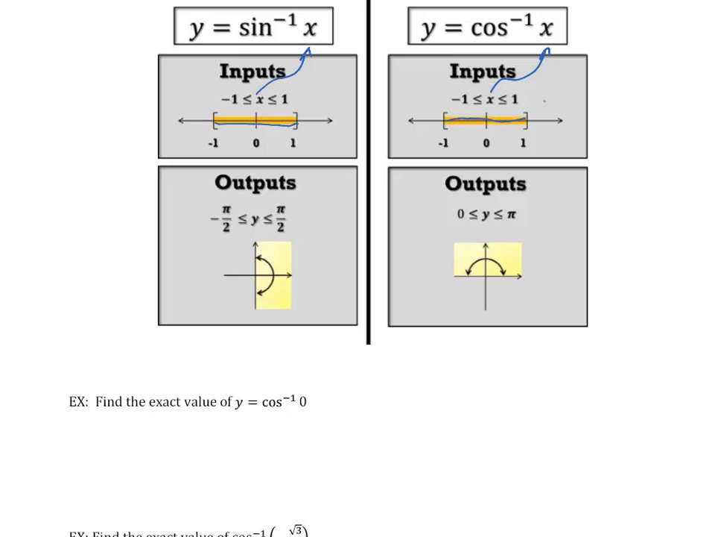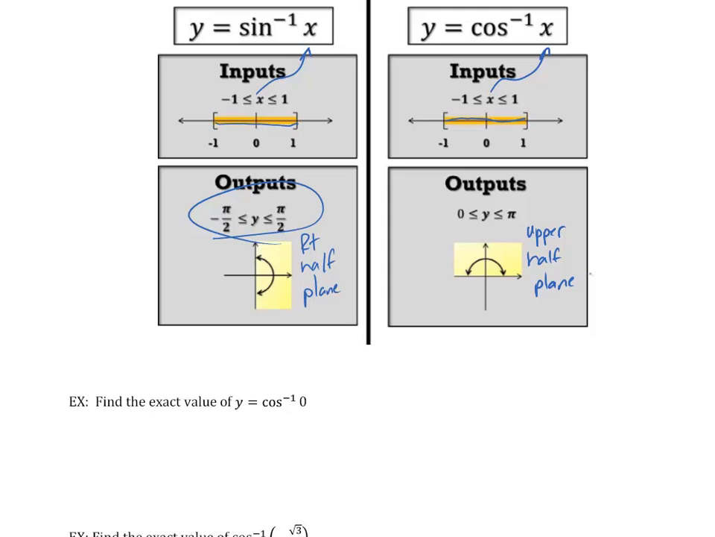But the outputs are different. The outputs for the sine inverse function range from -π/2 to +π/2, or the right half plane. Remember, the outputs of the inverse trig functions are angles. Okay, the inputs are real numbers from -1 to +1. And the angles that you get out of a sine inverse are the right half plane. The outputs you get from an inverse cosine function is the upper half plane. That is, any angle in the upper half, from 0 to +π.